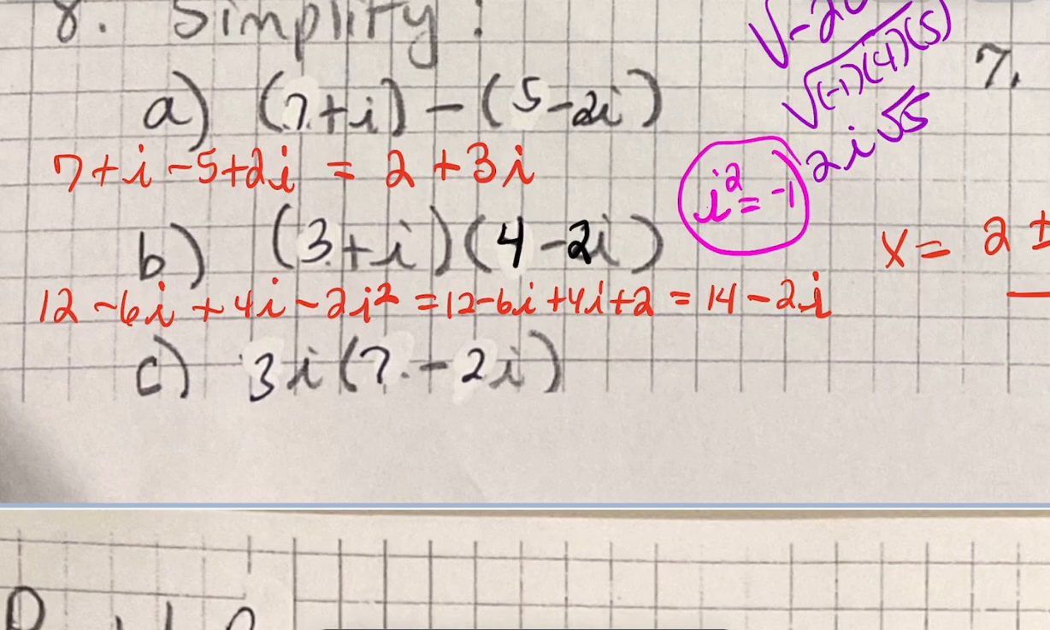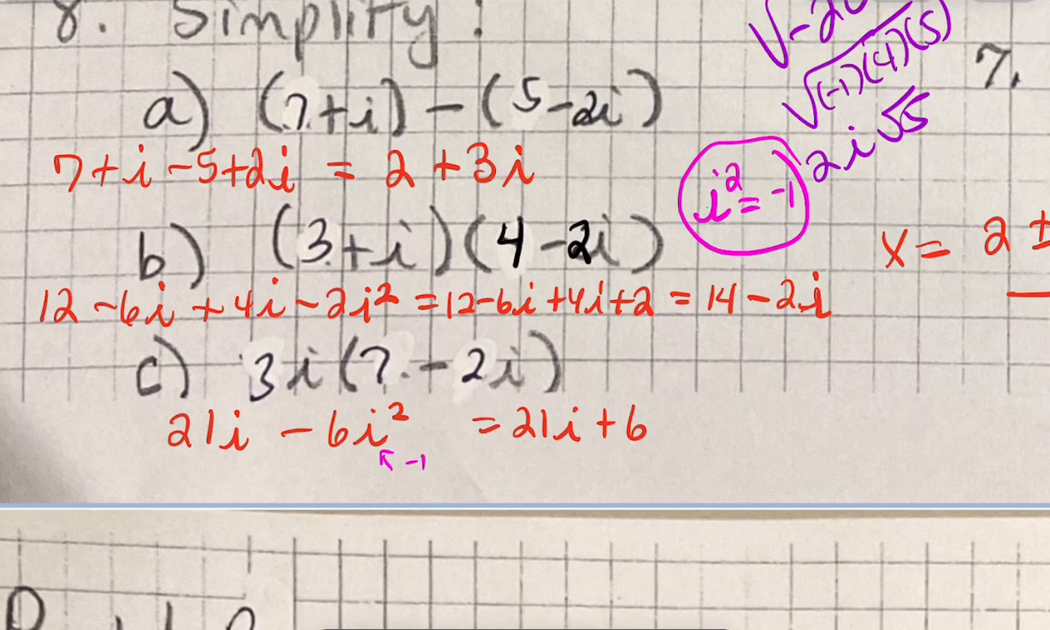Okay. Now, for C, if there is just an i term sitting in front of a complex number, we are just going to distribute that to both pieces. Any i squareds are going to become -1. So we're going to get 21i minus 6i squared. Now remember, i squared is -1. So if it's touching a -6, -6 times -1 is a +6. And then that's as far as you have to go.